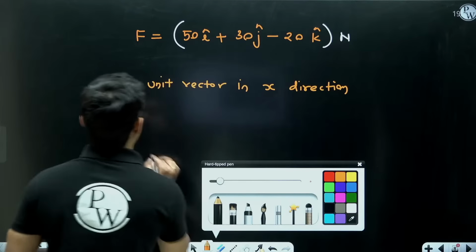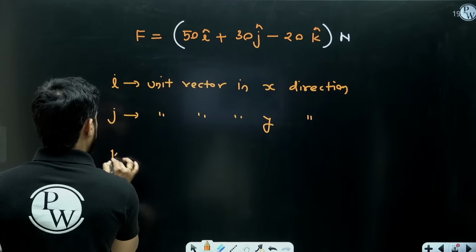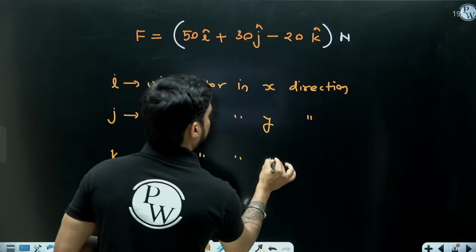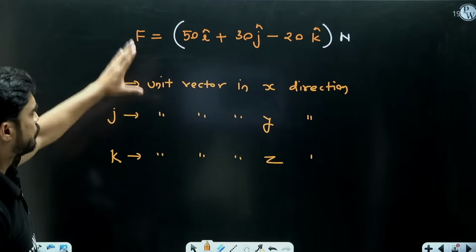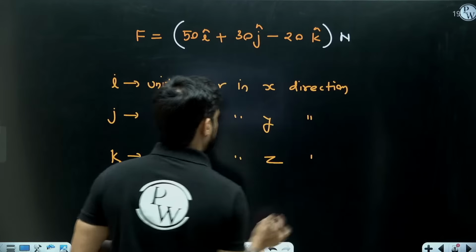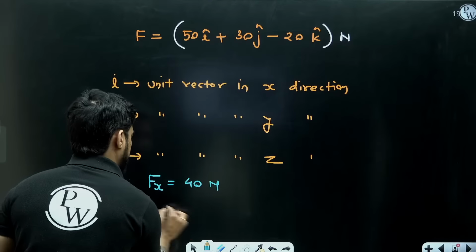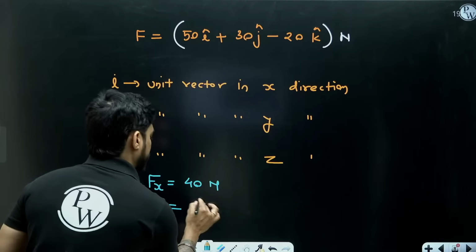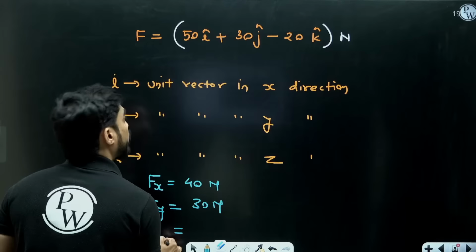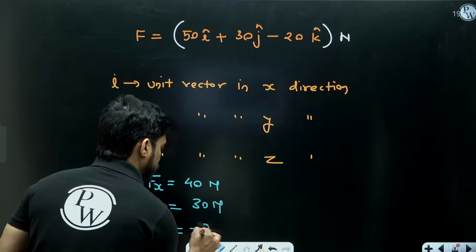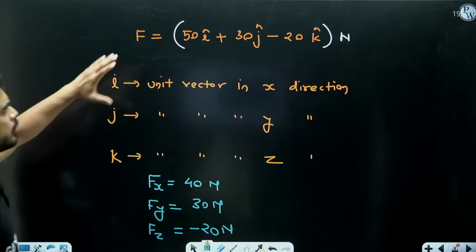Now what is J? Similarly, J will be a unit vector in Y direction. K will be a unit vector in Z direction. So now you know that this force has a component of 50 Newton in X direction. It has a component of 30 Newton in Y direction, and it has a component of minus 20 Newton in Z direction. So we can show the force like this also.